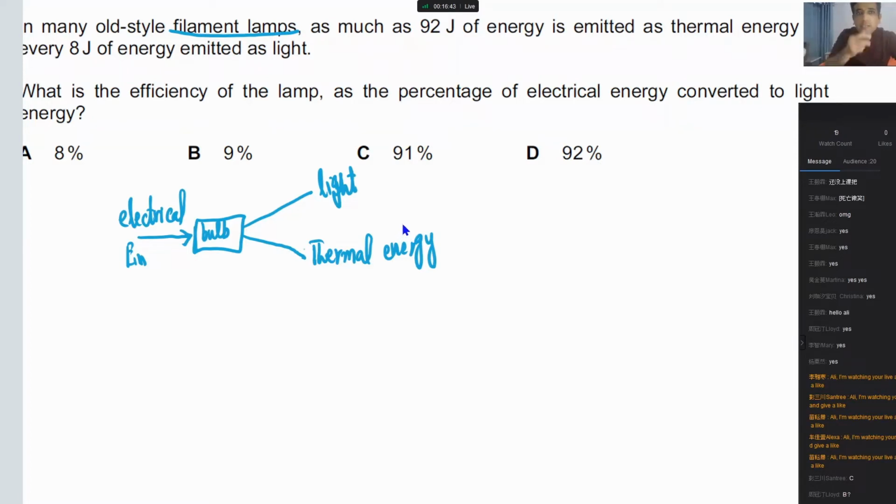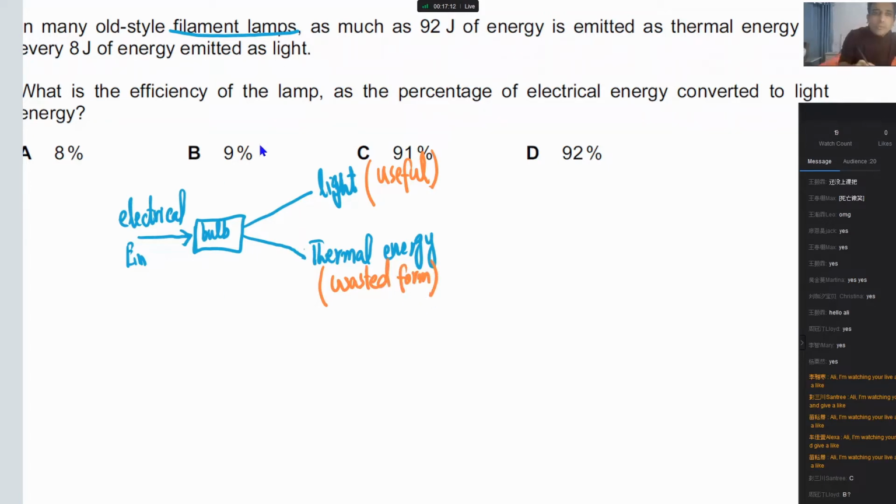Okay, answer is B. Just wait please. I think not B, not C. So let's try to understand now. In this case, which one is the useful? What do we need from the light bulb? We expect light. So light is useful. So this is the useful form of energy, and this one is the wasted form of energy. So this one is wasted energy.